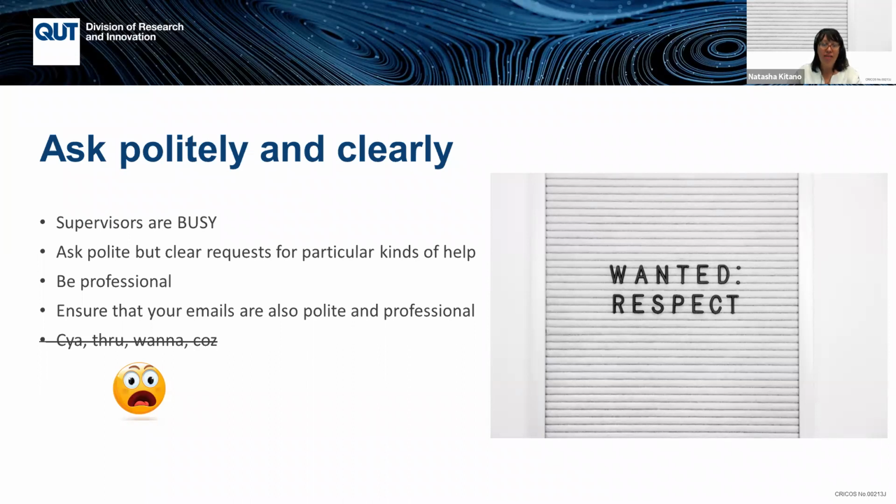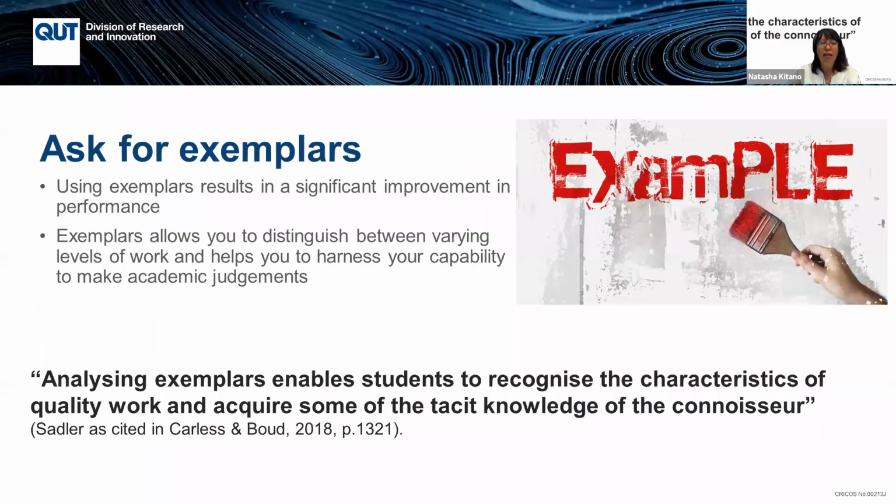Okay, something else that you can do as that active agent for feedback is to ask your supervisors for exemplars. So exemplars highlight quality work. They can also highlight poor style. But we use exemplars to improve our performance. And as you see here, the second point, they allow you to distinguish between varying levels of work, and they help you to harness your capability to make academic judgments. So I quite like this quote: analysing exemplars enables students to recognise the characteristics of quality work and acquire some of the tacit knowledge of the connoisseur.